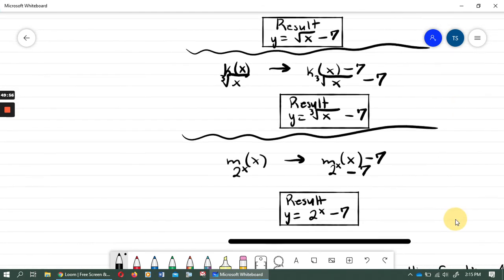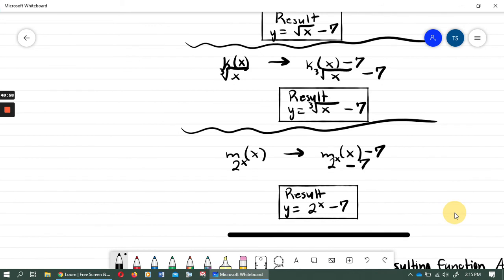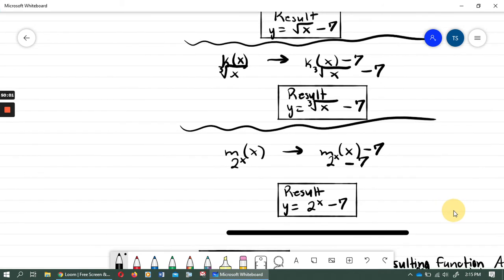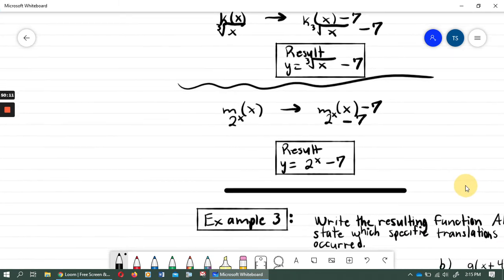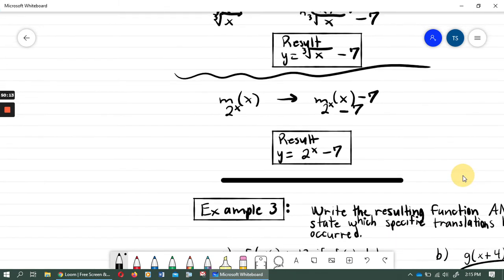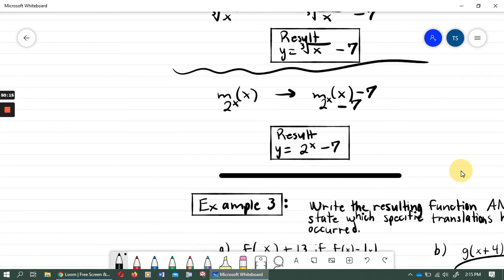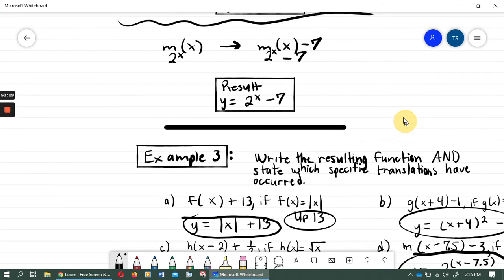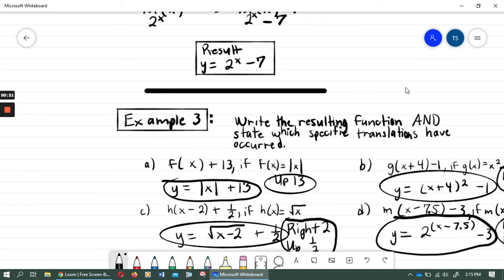Moving along. It's the exact same pattern where we're doing this shift of down 7 units. All these changes are happening outside of the function. It's not affecting the inside of the function with the x, but it's only affecting the outside of the function. Okay? And we're subtracting 7 outside of the function as the result here. Moving right on along here.